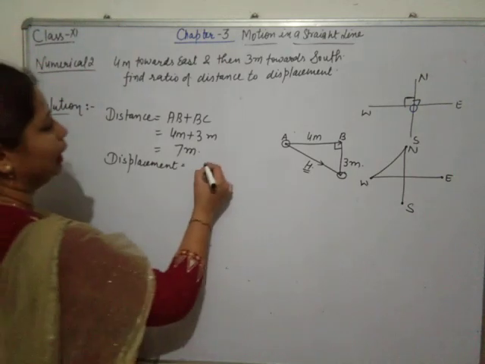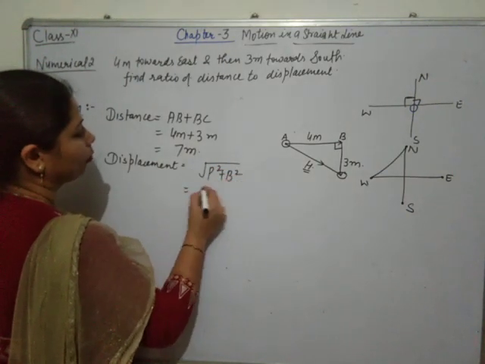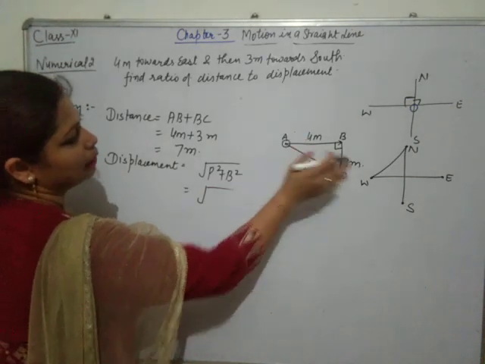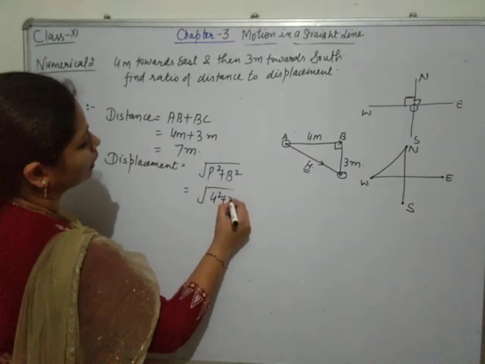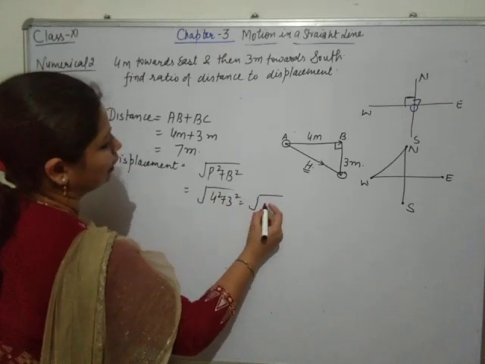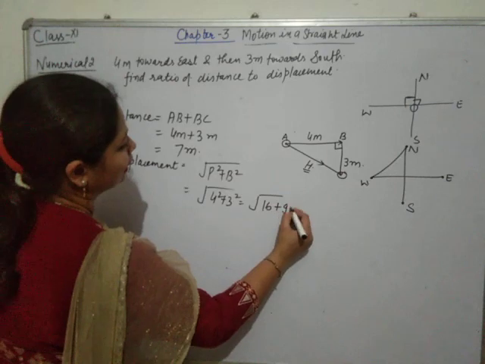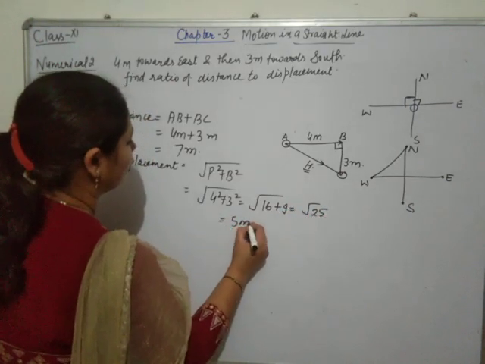So what it will be? It will be equal to perpendicular square plus base square. Anyone can be considered perpendicular because no theta is given. 4 square plus 3 square, that will be equal to 4 square, that is 16. 3 square, that is 9. 16 plus 9 under the root 25. So it will be 5 meter.